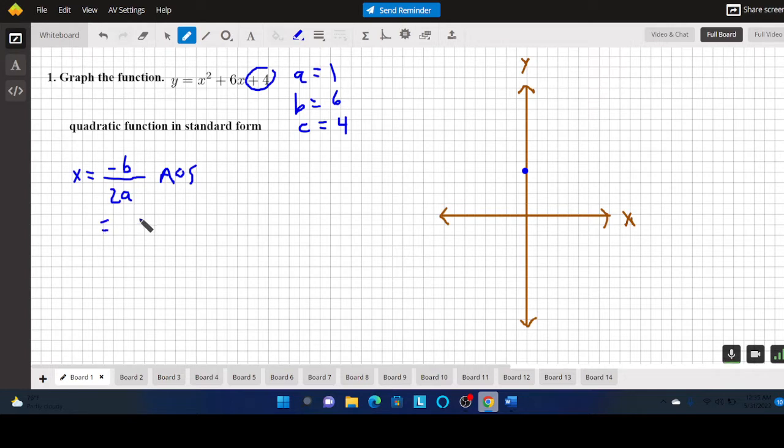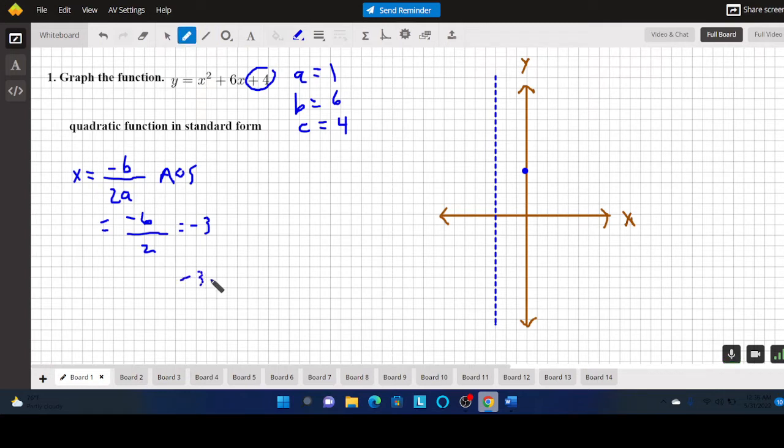So we have the opposite of 6 divided by 2 times 1 equals negative 3. X equals negative 3 is the axis of symmetry. And our parabola will be symmetric with respect to the axis of symmetry. Let's plug in negative 3 to get our vertex.